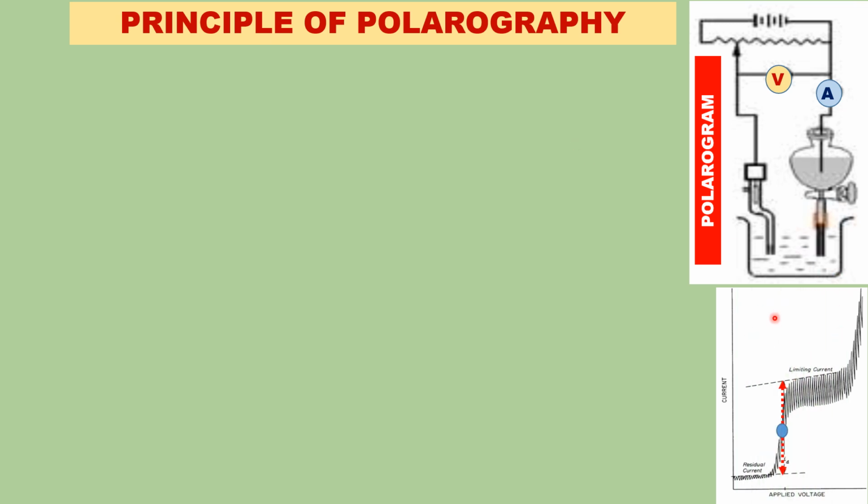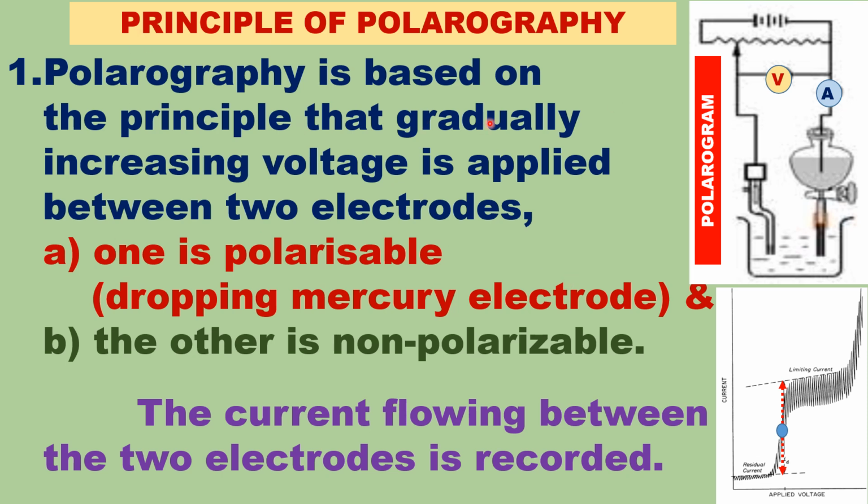This is the polarograph obtained by plotting current versus increasing applied potential. Now this is what I described. What is the principle of polarography? Increasing applied voltage is applied between the 2 electrodes. One is polarizable, another is the non-polarizable counter electrode. This is the polarizable dropping mercury electrode. The current flowing between the two electrodes is measured using an ammeter and plotted, called the polarograph.